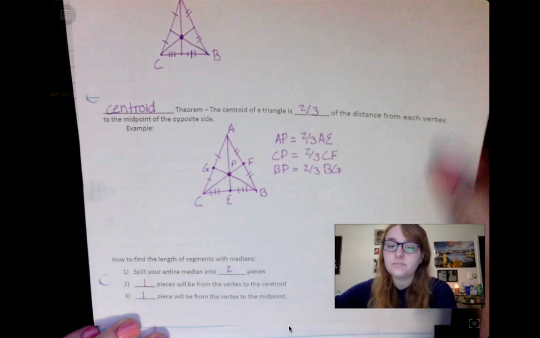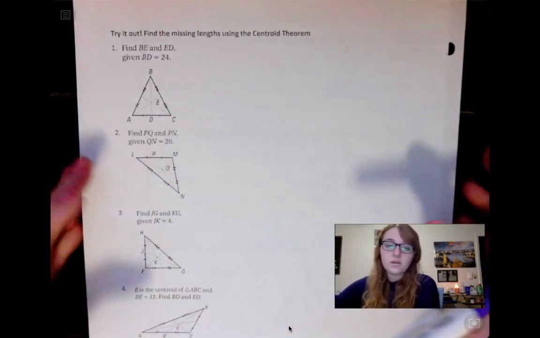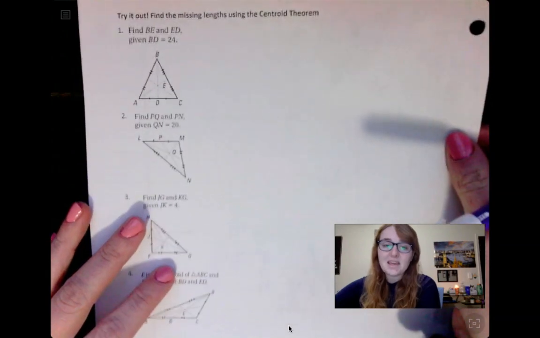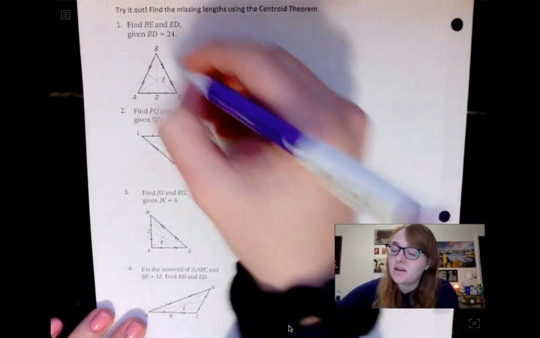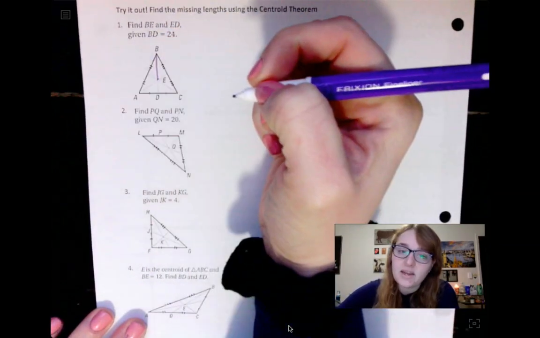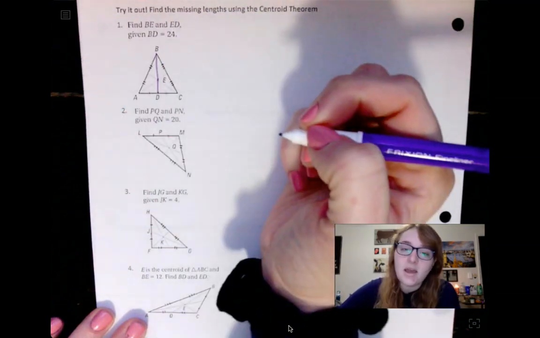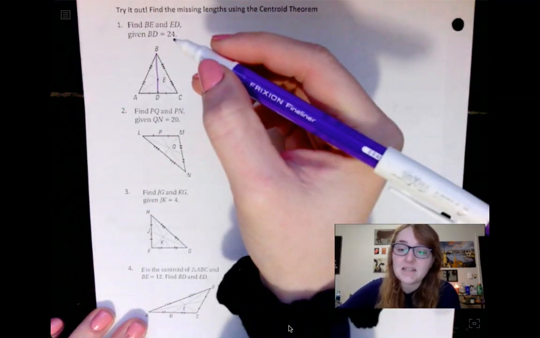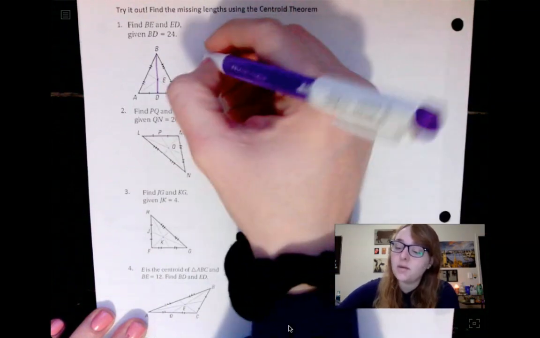Okay. Let's do some examples here. So we can see that we are trying to find BE and ED. Okay, so from vertex to centroid, B to E, and then centroid to midpoint. And we know the whole thing, BD, is equal to 24. So we're going to set up those equations.